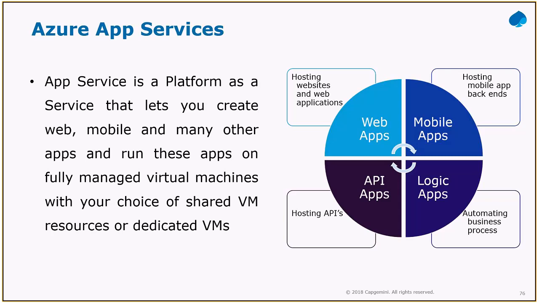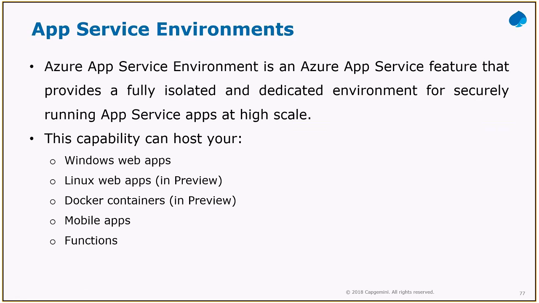Okay, so the app service environment provides a fully isolated and dedicated environment for securely running your app service apps at a high scale. So we can host our Windows web application, Linux web application, which is still in preview, and even Docker containers, which are also in preview. In the app service environment, we can simply take one Docker container and publish it. That option is also there, but it is in preview mode.